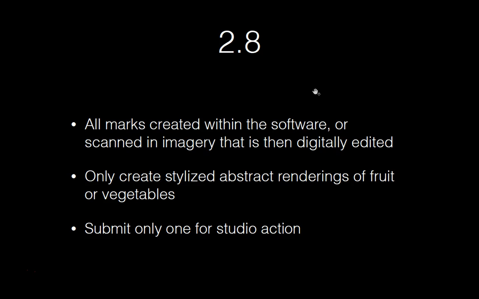Cross sections reveal the interior structure. So it says make several drawings. We're only going to focus on one. You're going to take stylized abstract renderings of fruits or vegetables. That's what we're specifically looking for. And try to use something more interesting than a potato.